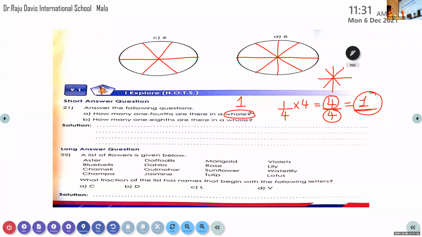So in the first one, according to the denominator, you have to multiply the number. So 4 1/4 are there in a whole.